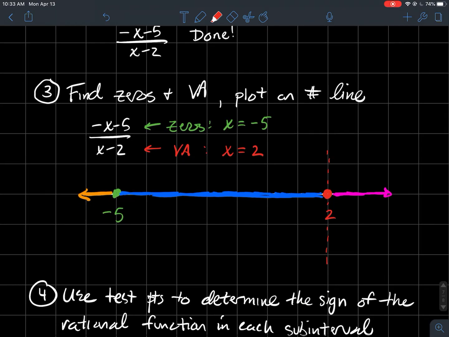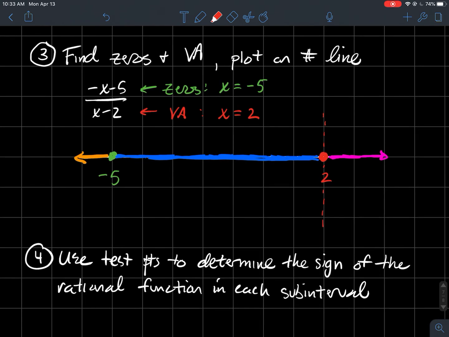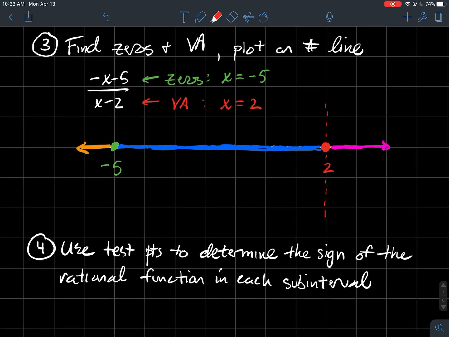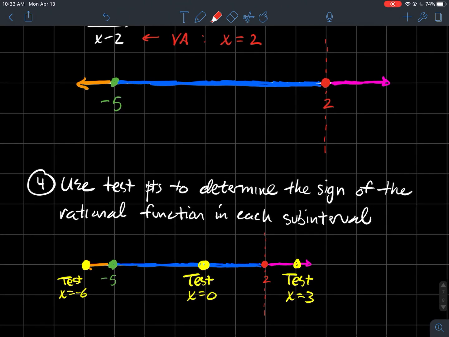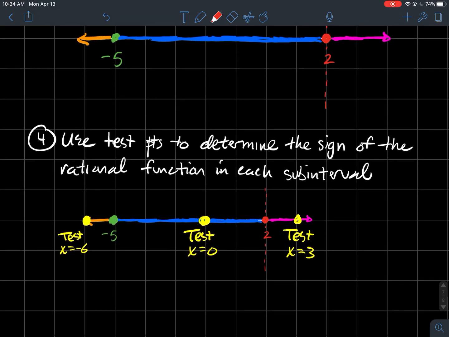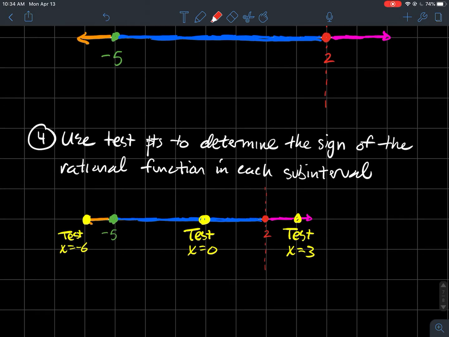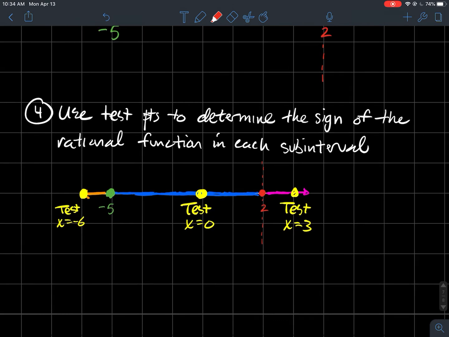That leads us to step 4, where we pick a test point in each one of those 3 subintervals. We'll plug each test point into our rational function, the (minus x minus 5) over (x plus 2) from step 3, and just see what the sign is. Is it positive or is it negative? Remember, it does not matter which test points you pick. I just picked ones that I thought were convenient.